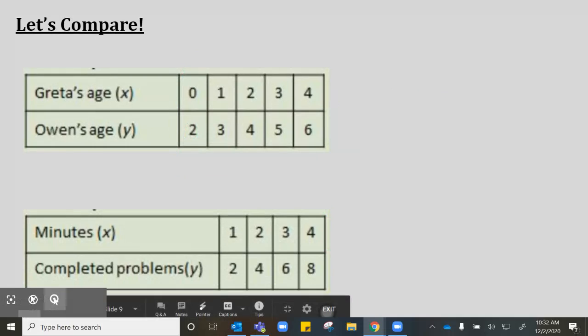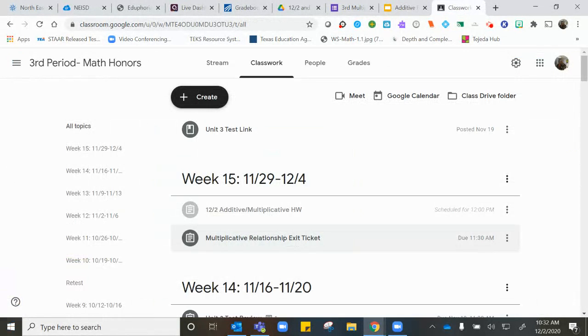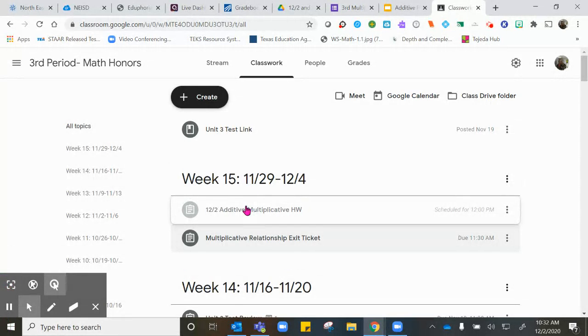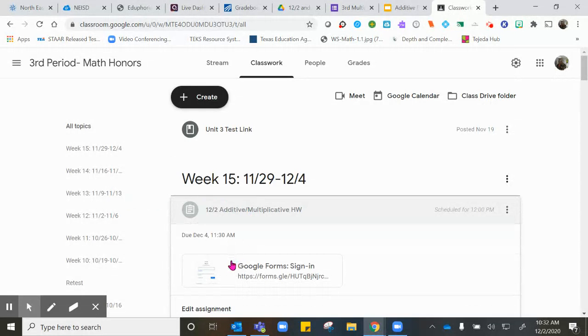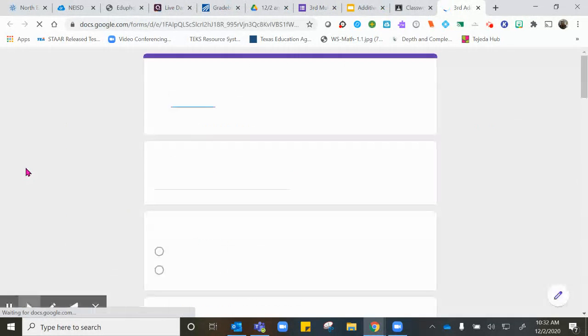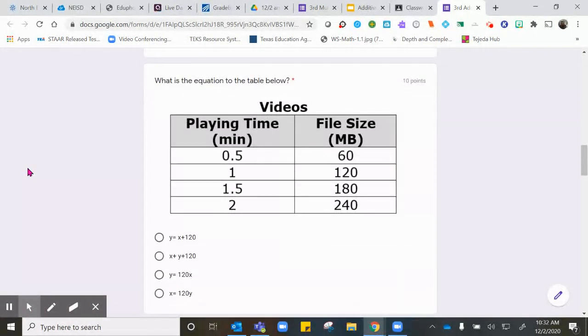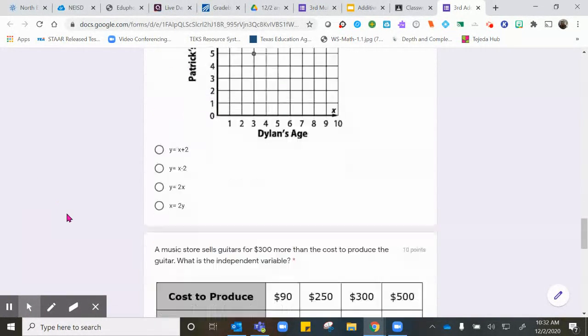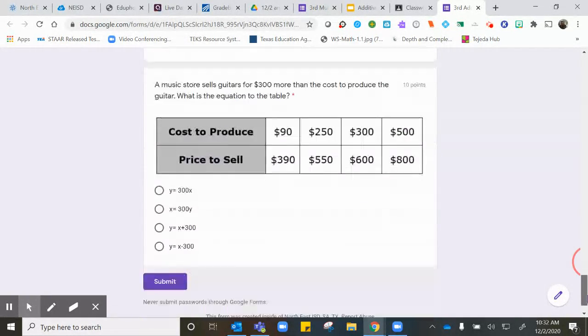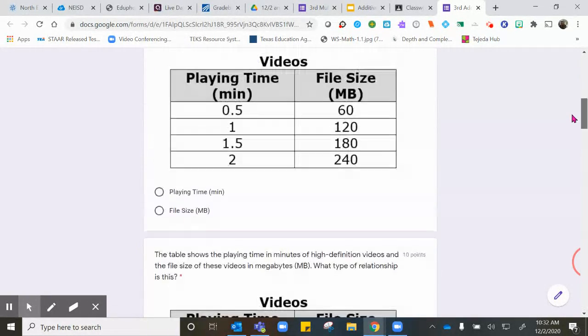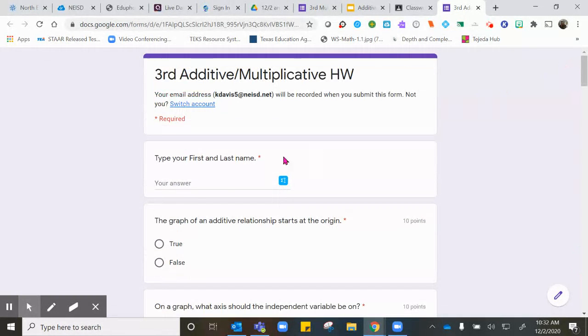All right, let's talk about your assignment for today. So if you head over to Google Classroom underneath Classwork, Week 15, you're going to see your additive and multiplicative homework assignment. It is a combination of both. So if I click on it, a couple of questions in there, but some of these things are, is it multiplicative, is it additive? Writing the equation. Okay, hopefully you took good notes so that way you can get through this. Remember, if y'all have any trouble, you can come to tutoring for help.